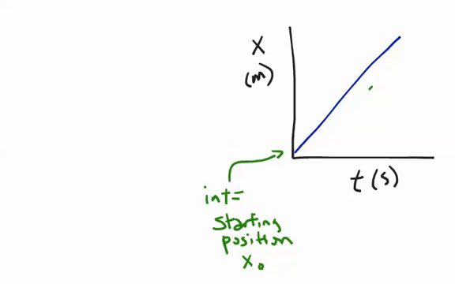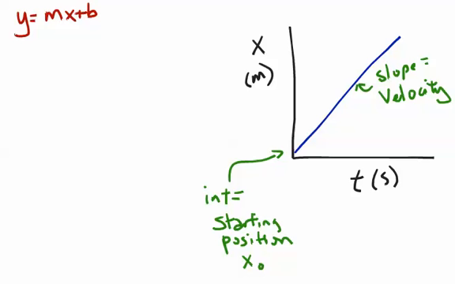The slope of our graph, it turns out, was equal to the velocity of our battery-powered car. And so it turns out that we could find the equation of this line if we're thinking in terms of y equals mx plus b.